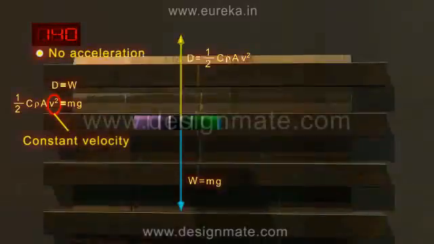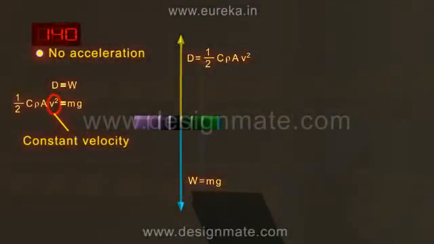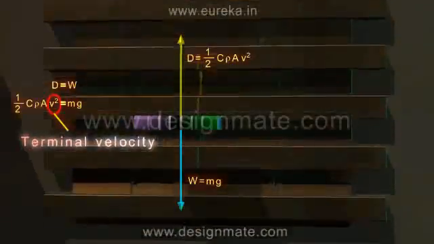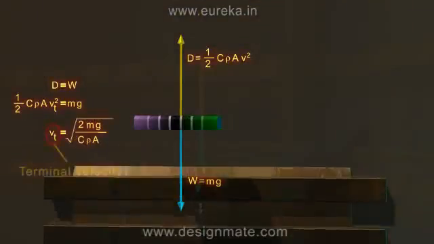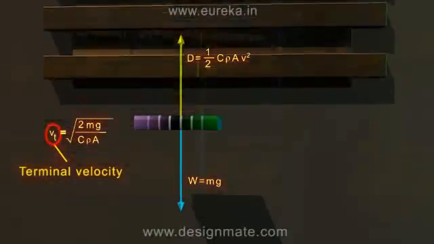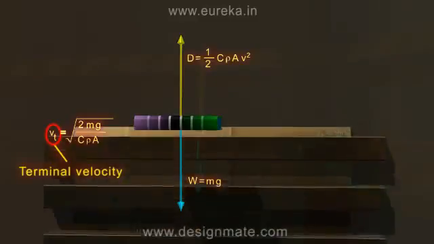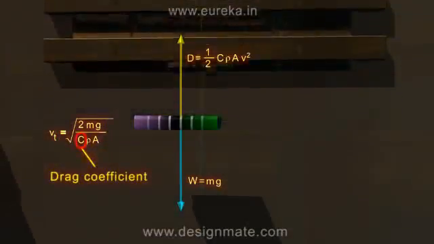This constant velocity attained by the object under free-fall condition is called terminal velocity, Vt, of the object. Its mathematical expression is Vt is equal to square root of 2 mg by c rho A, where c is the drag coefficient.